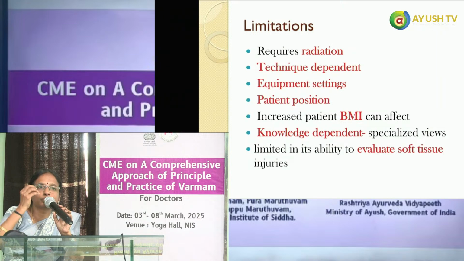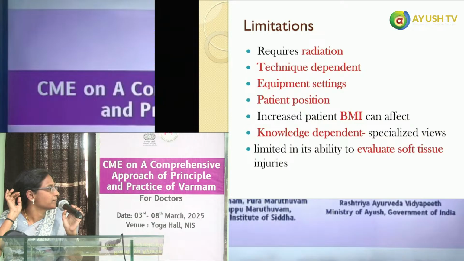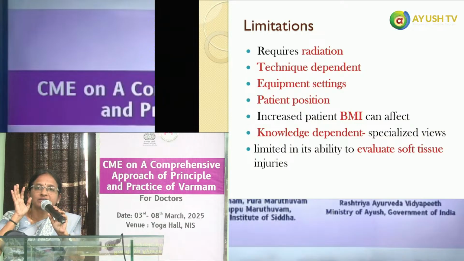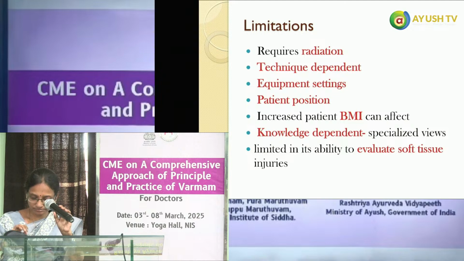Knowledge dependent. Normally, once a patient's X-ray is taken, we usually write only the routine review, so fractures are not seen. That is a limitation. If we take special views, then we can see it on the X-ray. So this depends upon special views in some cases. And the big disadvantage is that soft tissues cannot be evaluated. It can give you information only about bony injuries.